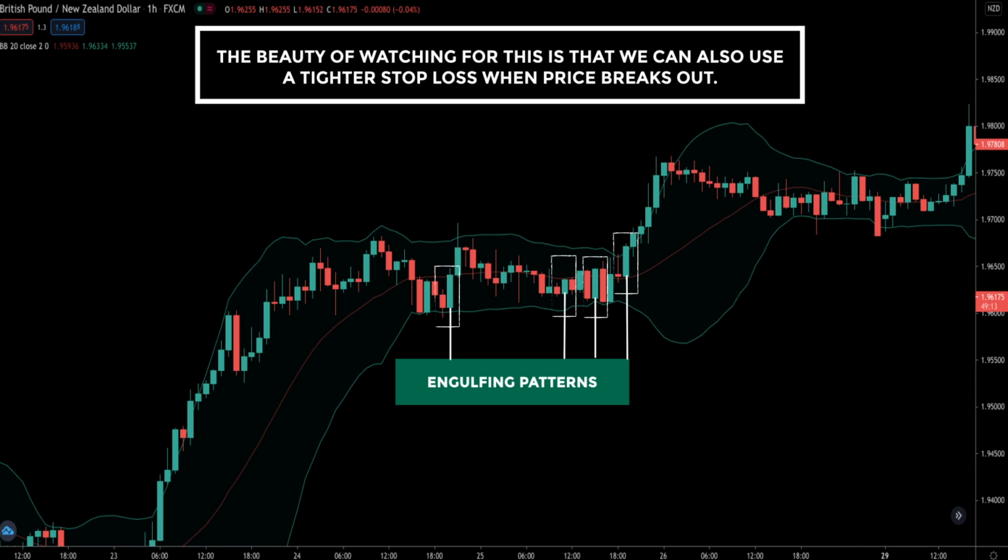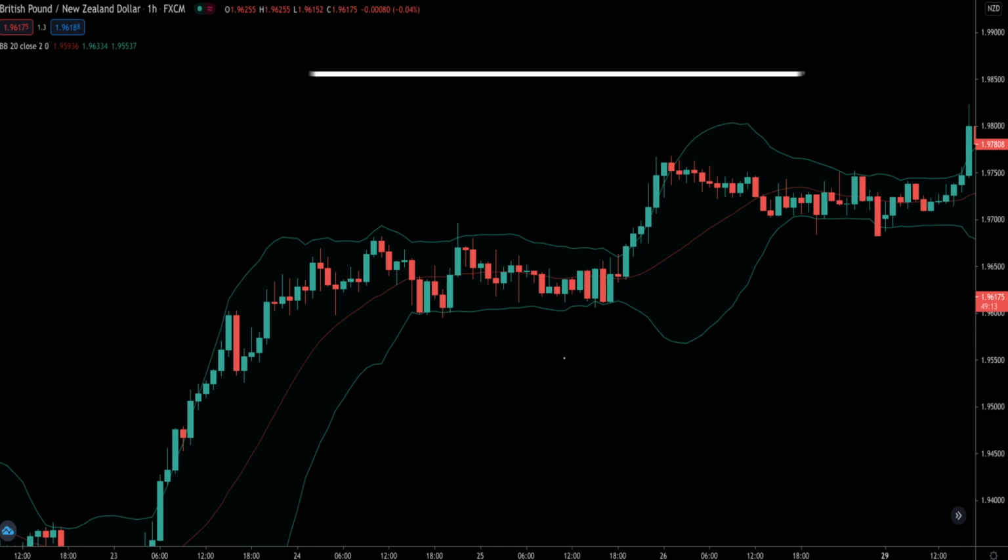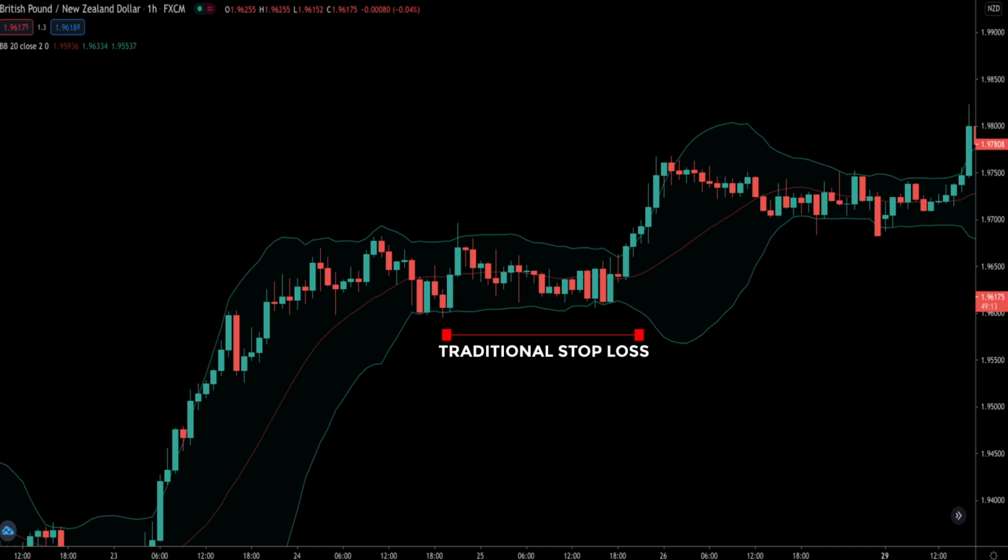Now the beauty of watching for this is that we can also use a tighter stop loss when price breaks out. Traditionally, people place their stop loss at the other end of the band. So if they bought once price breaks out of the upper band, then they will place their stop loss below the lower band. As you can see in this case, the stop loss is quite wide. Now, we can do better than that.